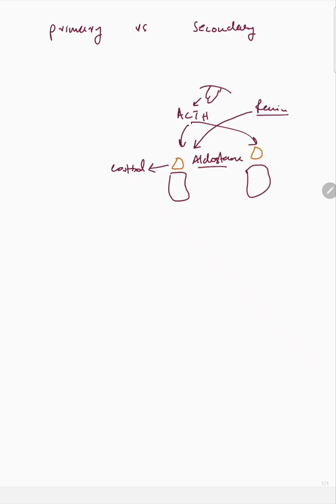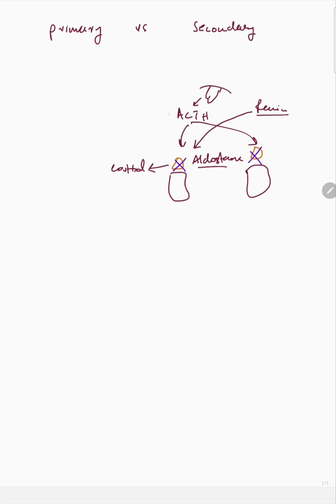Now let's first talk about primary adrenal insufficiency. Primary adrenal insufficiency means that the adrenal glands themselves have some defect, so they cannot make the hormones, or they may be destroyed. For example, Waterhouse-Friderichsen syndrome, a complication of disseminated Neisseria infection. Another cause is autoimmune disease. Autoimmune is most common in developed countries, while tuberculosis is the most common cause in developing countries.